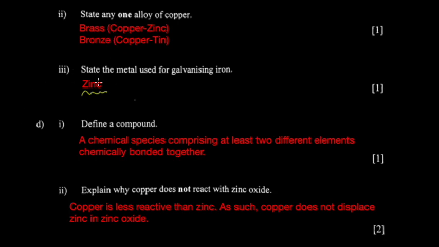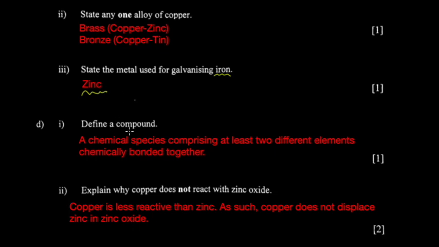The metal used for galvanizing iron is zinc. Galvanizing simply means putting on a protective coat, or a protective layer. For that protective layer on iron, we put a more reactive metal. So it's usually zinc. So the metal used is zinc.